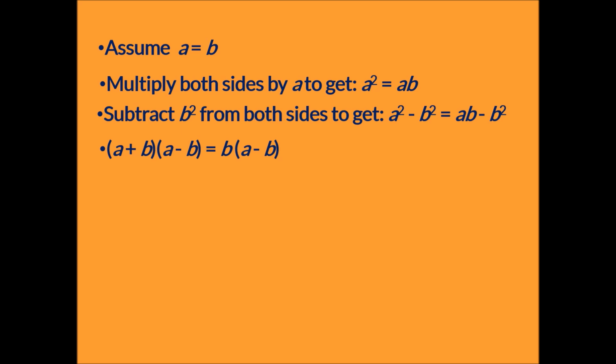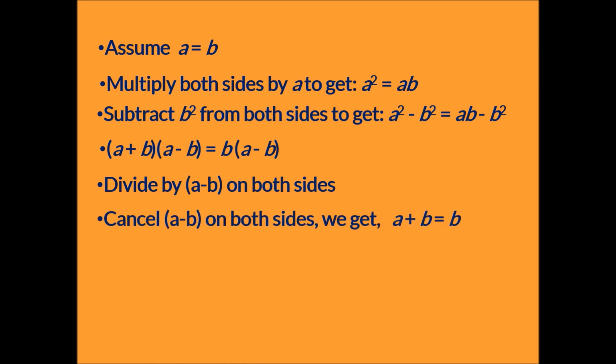Apply the formula for A square minus B square. A plus B into A minus B is equal to, take a B out from AB minus B square, so it is B into A minus B. Divide A minus B on both the sides as that is a common factor. After cancelling A minus B on both the sides, we will be getting A plus B is equal to B.